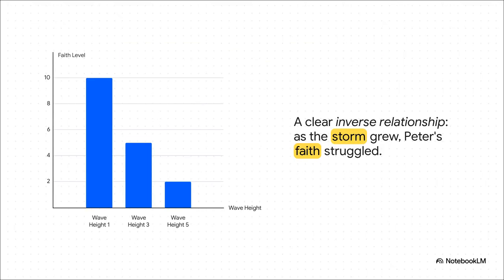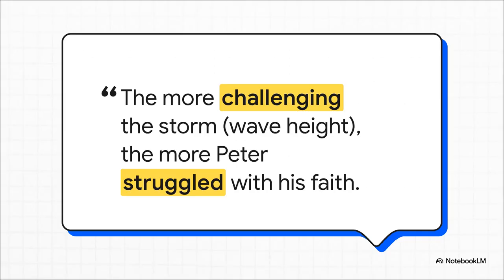The graph immediately shows us what's called an inverse relationship. It's super clear. As the wave height goes up, Peter's faith level goes down. The bigger the storm, the smaller the faith. Again, a picture makes a really complex idea totally simple to grasp. And this final summary just brings it all home, putting the relationship into plain English. It perfectly connects that external, independent challenge with the internal, dependent response.